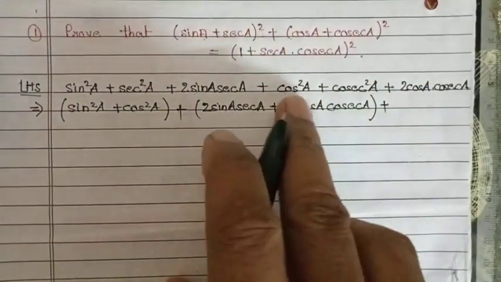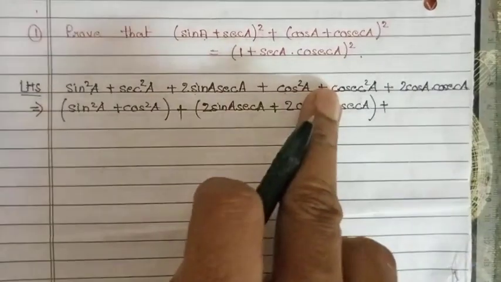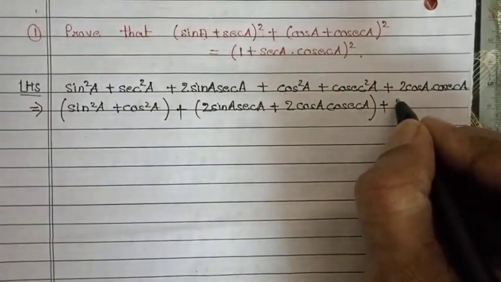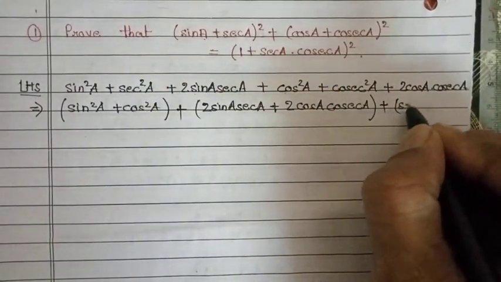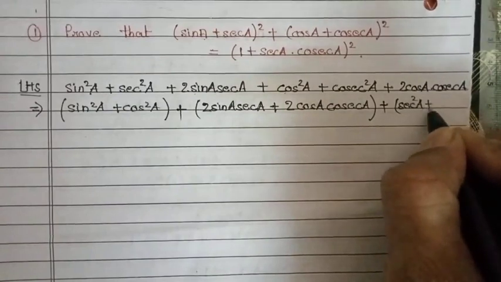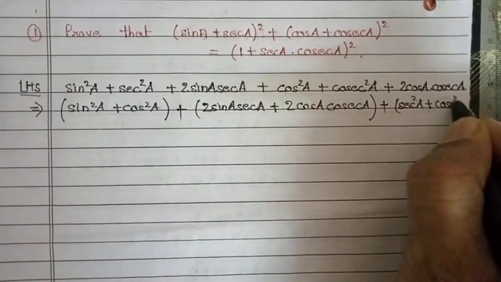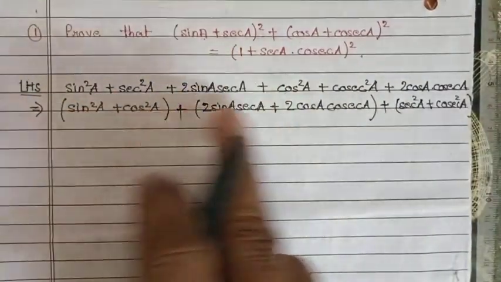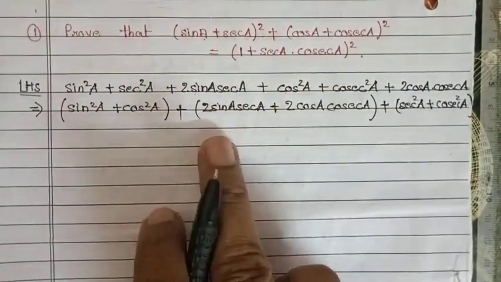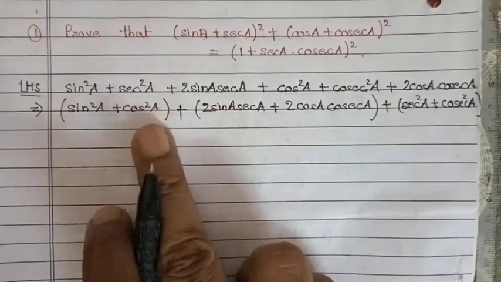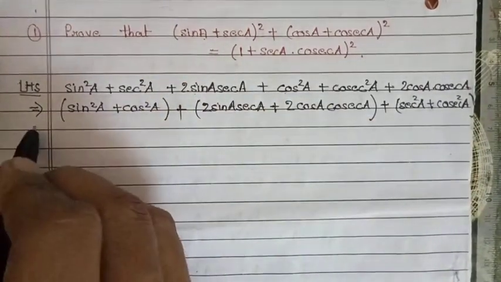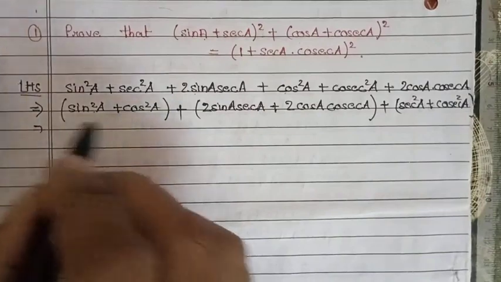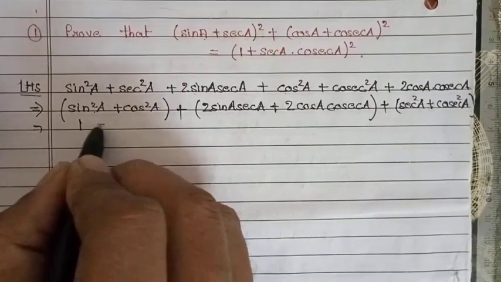And the last grouping I will take of sec square and cosec square. So I have sec square plus cosec square. So in the first step, I opened the two brackets. In the second step, we have done the grouping. Now the first grouping, sine square plus cos square, will give us 1.